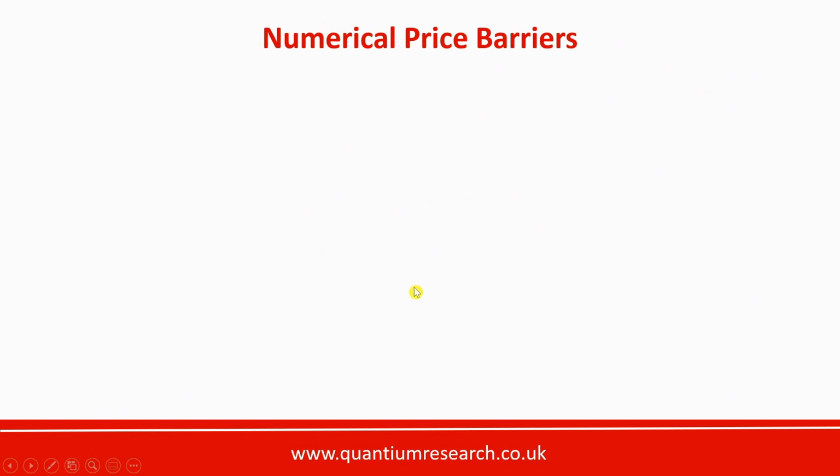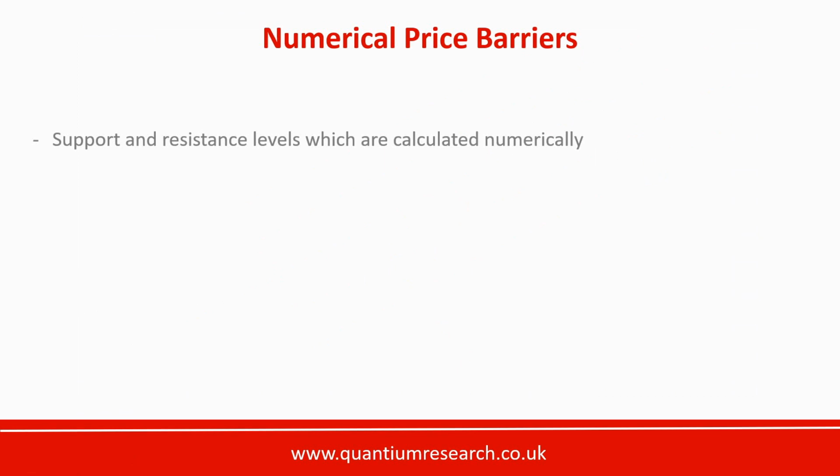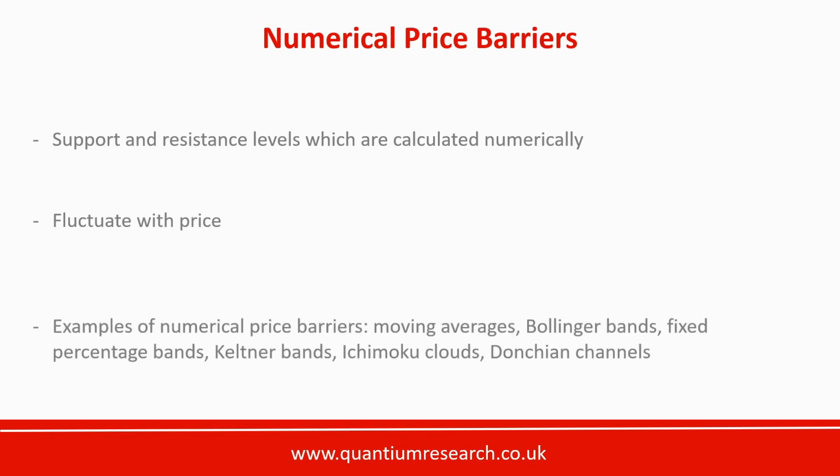Now we're going to look at numerical price barriers. So this is the final one we're going to look at today, and these numerical price barriers are calculated numerically based on price data. So you can get support or resistance, whichever one you desire to look at, based off a calculation. They can fluctuate with price though, so they don't have to be horizontal or diagonal. They don't even have to be straight lines, but they can still act as support or resistance. So examples of these include moving averages, Bollinger Bands, fixed percentage bands, Keltner bands, Ichimoku clouds, and a favorite for those who may have read Turtle Trader, Donchian channels.